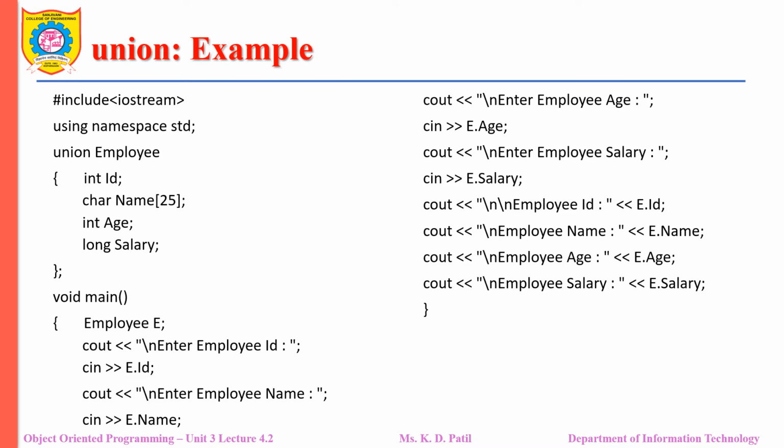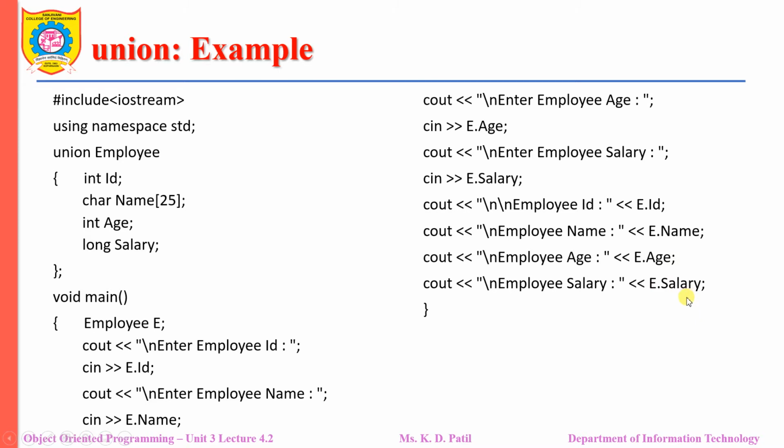Now let us focus on the main function. If you observe the main function, here I have created the union variable, which is of type employee, and I am accepting the employee ID, employee name, employee age and employee salary from the user using simple cin and cout statements. At the same time I am displaying the employee ID, employee name, employee age and employee salary.